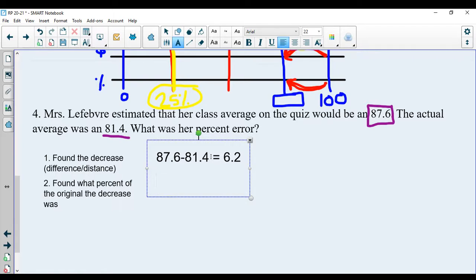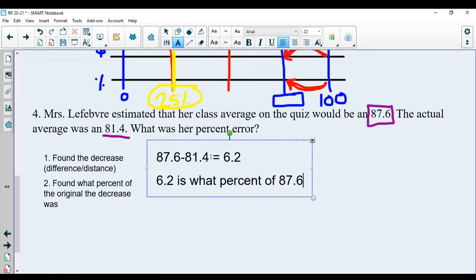Now I need to know what percent of the original that decrease is. So I'm thinking 6.2 is what percent of the original number. Again, that's my first estimate. So it's 87.6. Let's convert that to a percent equation. 6.2 is, well, that's equals. What percent? I don't know. So I use a variable p. Of means multiply, 87.6. Now I'm ready to solve.